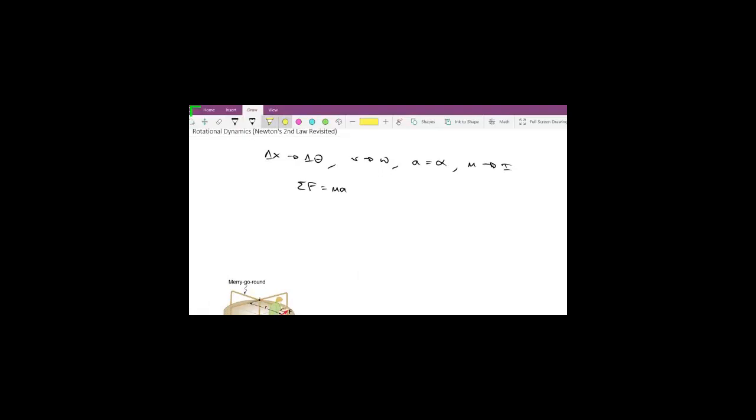And if you remember back, it's not just a force that causes rotational motion, but it's a torque. And so instead of saying the sum of the forces, we can say the sum of the torques around any point would be equal to, instead of the mass, we are going to replace mass with the rotational inertia, and instead of the acceleration, we're going to replace it with the angular acceleration. So the sum of the torques is equal to the rotational inertia times the angular acceleration.